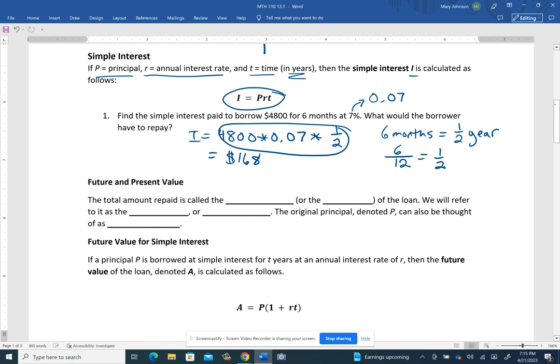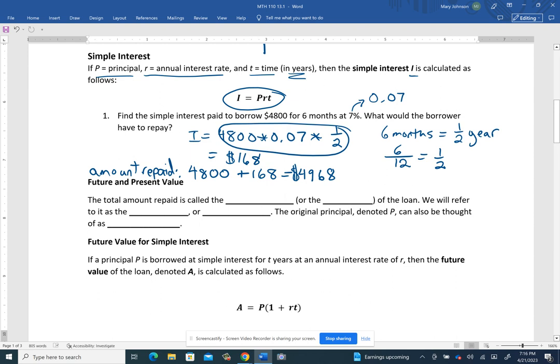Well, I've got to give the person that I borrowed the money from the $4,800 back, but then I'm also going to have to pay him the $168. So the amount repaid, that would have to be 4,800 plus 168, wouldn't it? Or $4,968. Okay, so that'll come back in a second. We're going to look at a formula that would have allowed us to find that in one step.